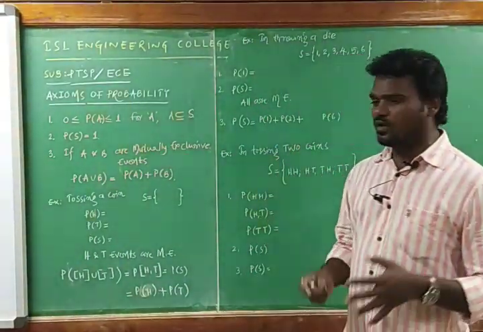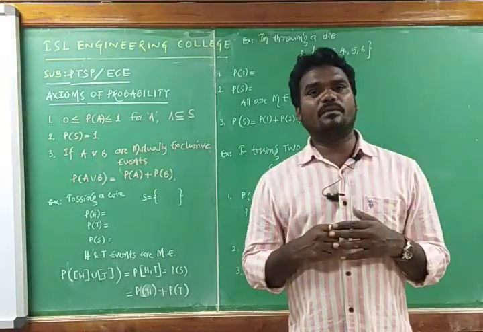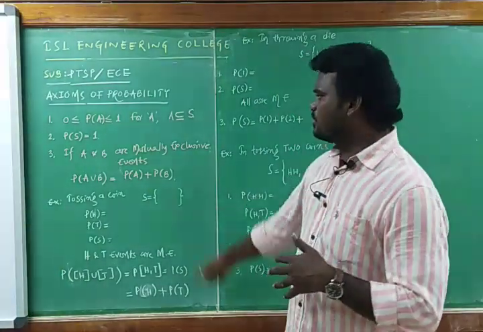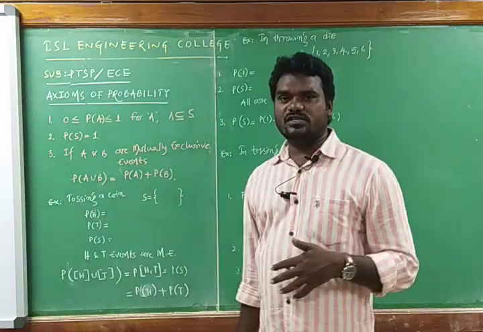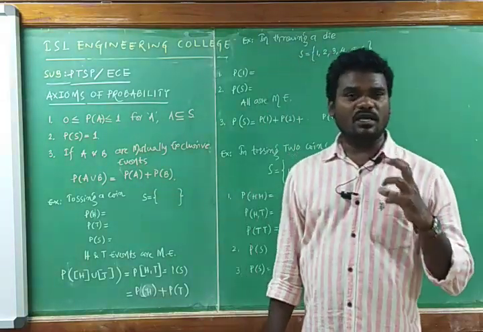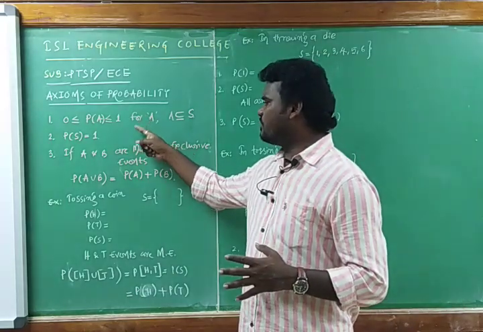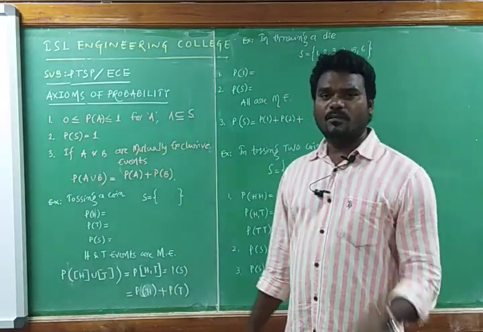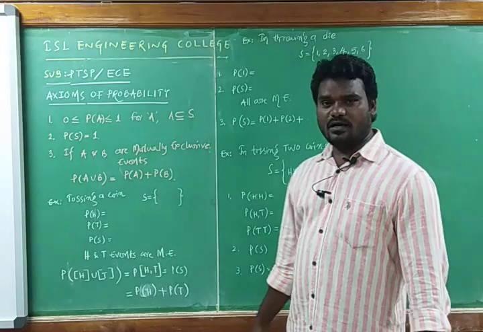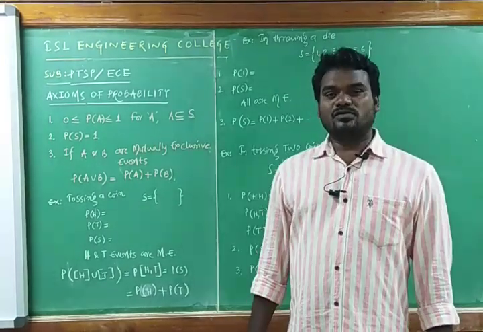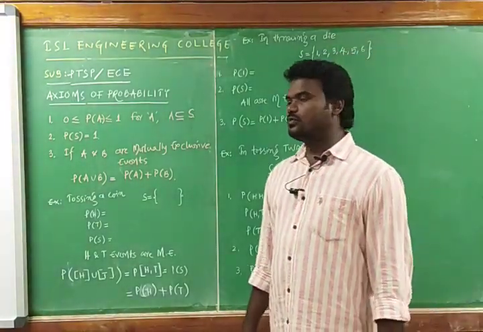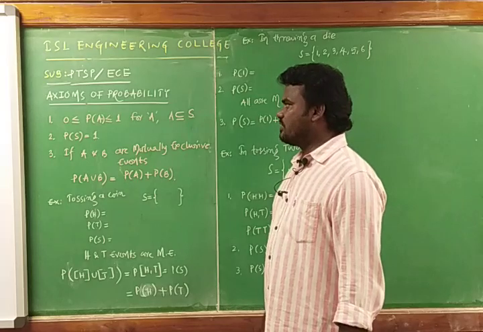Then I am going with some basic examples based on these axioms of probability. That means I am going with one particular experiment, and in that experiment I am going to verify all these three axioms of probability. So first example, we are going to verify the axioms of probability.